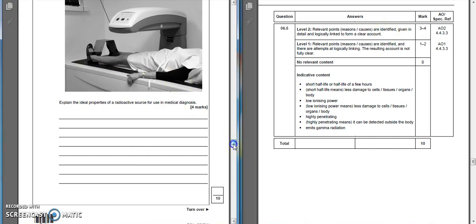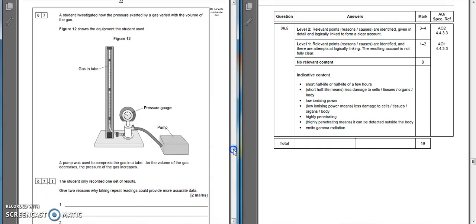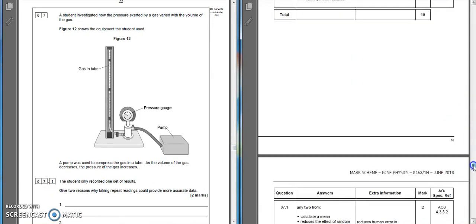Bet you're loving this and looking forward to question 7 now, so let's not disappoint you. So here we go, question 7. We're looking at pressure, obviously.